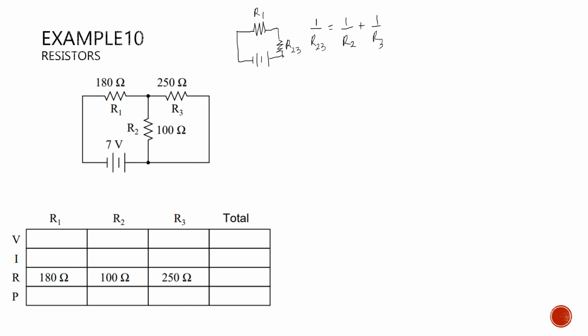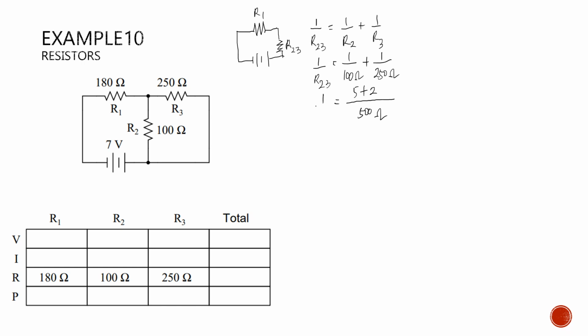Okay, so we're going to plug in the values. So it's 100 ohms for R2 and 250 for R3. So if we get the LCD, it's 500 ohms, right? So 500 divided by 100 times 1, that's 5. And then plus 500 divided by 250, that's 2.